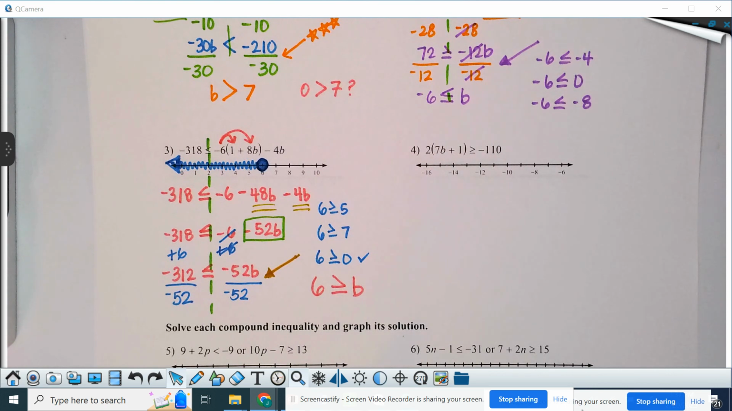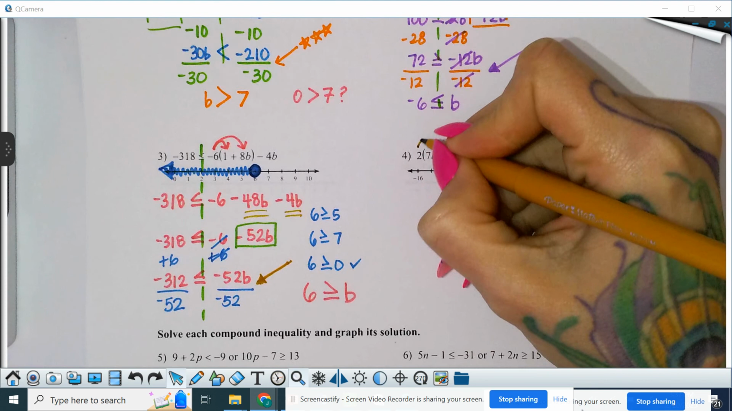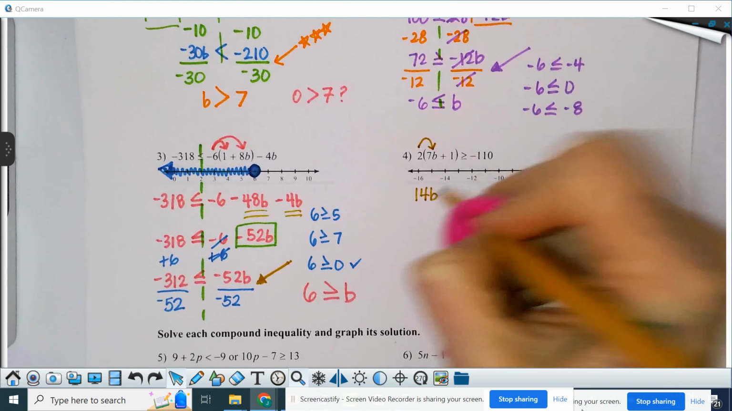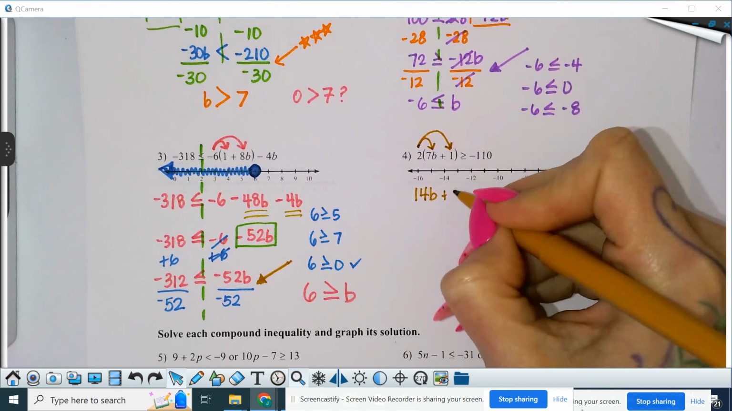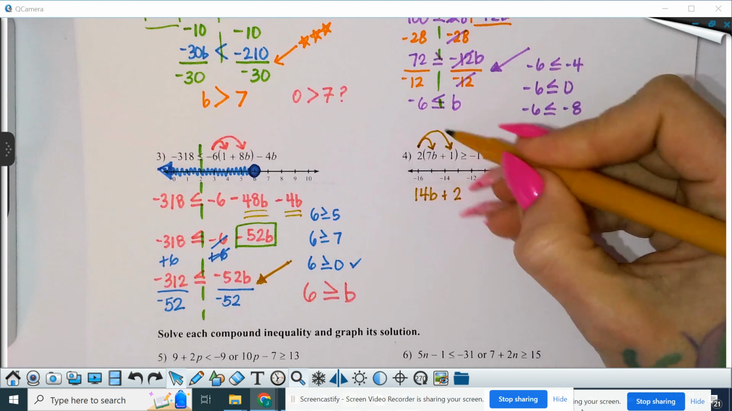All right, so then we'll do number 4. So some more practice. 2 times 7b. It's going to give me 14b. 2 times 1. It's going to give me 2. And please notice that I'm doing an arrow, writing down some math. Doing an arrow, writing down some math.